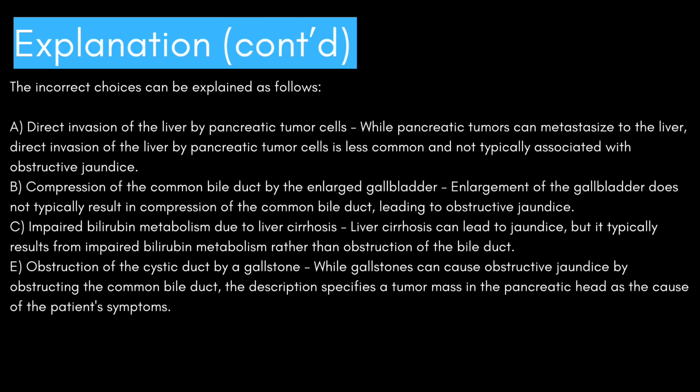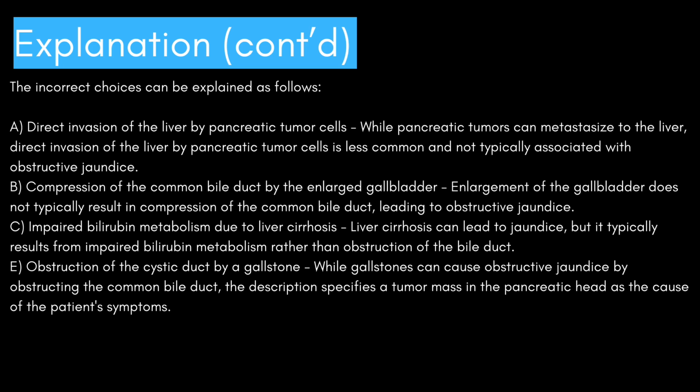The incorrect choices can be explained as follows. A, direct invasion of the liver by pancreatic tumor cells. While pancreatic tumors can metastasize to the liver, direct invasion of the liver by pancreatic tumor cells is less common and not typically associated with obstructive jaundice. B, compression of the common bile duct by the enlarged gallbladder. Enlargement of the gallbladder does not typically result in compression of the common bile duct, leading to obstructive jaundice.